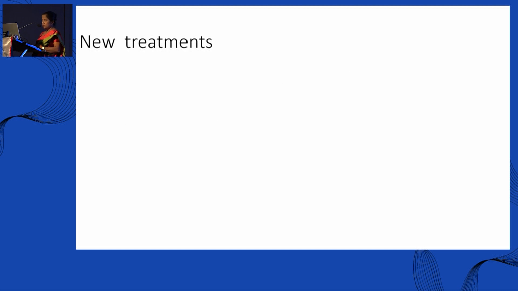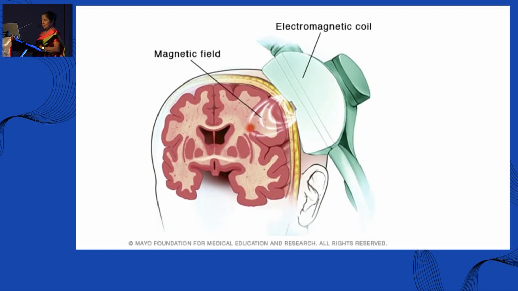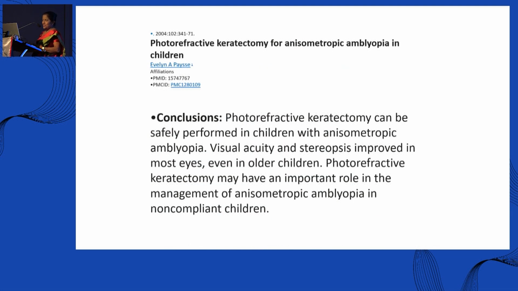And refractive surgery is a question. There's also a new technique where they are doing electromagnetic stimulation of the brain. I think I heard it is available in the USA. Soon it may come to Sri Lanka. And this is for photorefractive keratectomy. This article which has come up says that in anisometropic amblyopia, photorefractive keratectomy can be done, and it's safely performed. Visual acuity and stereopsis have improved in most eyes, even in older children. And it has an important role in the management of anisometropic amblyopia in non-compliant children.